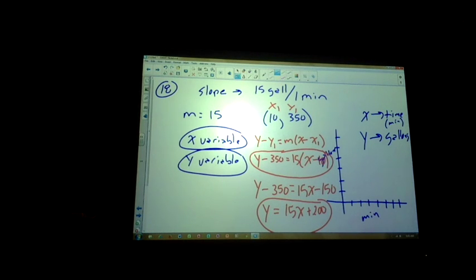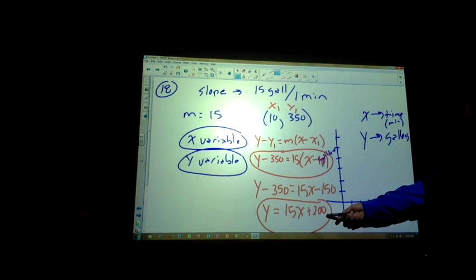Explain what the slope means. The slope means for every time 15 gallons of water is added to my pool, 1 minute has taken place. A lot of people want to say for every minute 15 gallons goes in the pool, but the slope is the rise over run, the y component over the x component. So for every 15 gallons of water I put into my pool, 1 minute took place. Yeah, or 15 gallons per minute. That works.